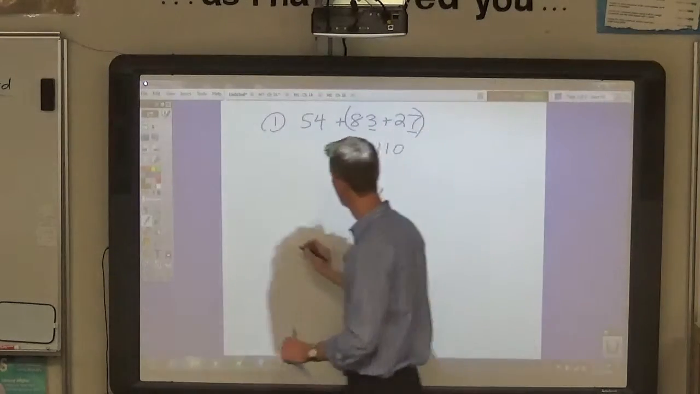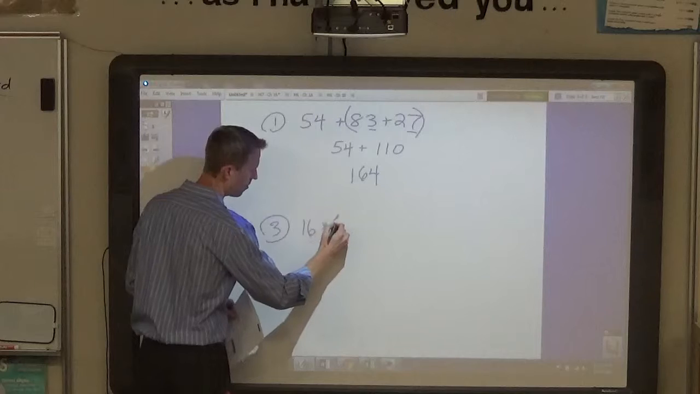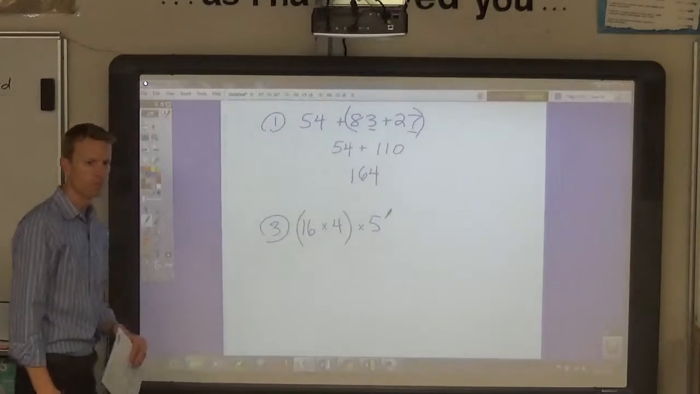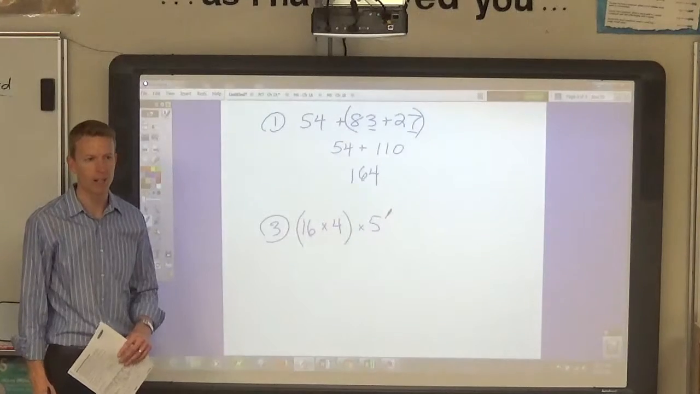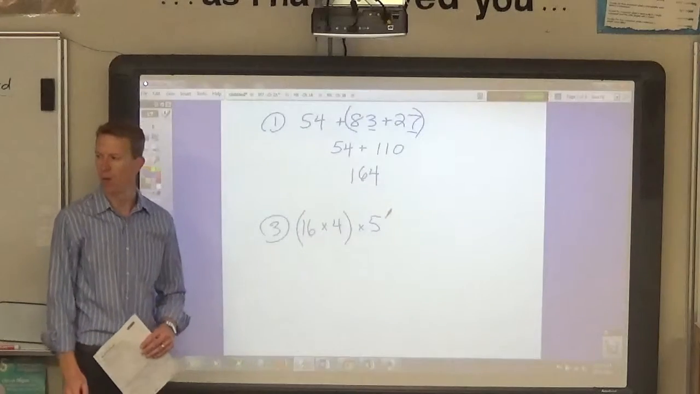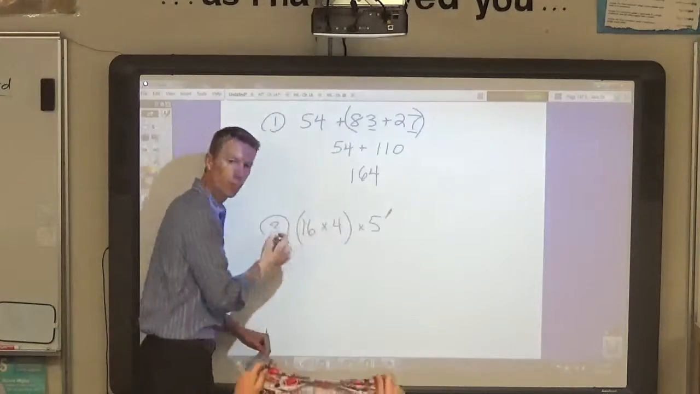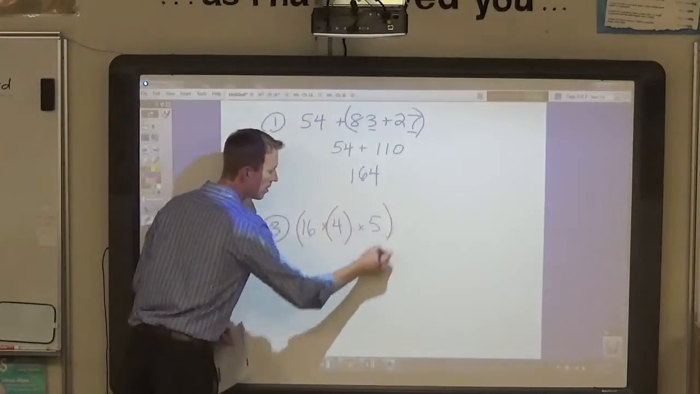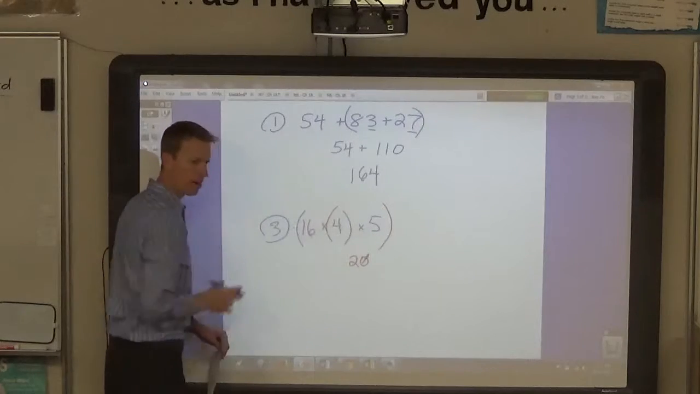Number 3. 16 times 4 times 5. What property can we use for this one? Can we make a tens number first? And what do we have to do to get the tens number, Maya? Do 4 times 5. Yeah, so we move the parentheses, right? Instead of the parentheses here, we do this multiplication first. We reassociate the numbers.